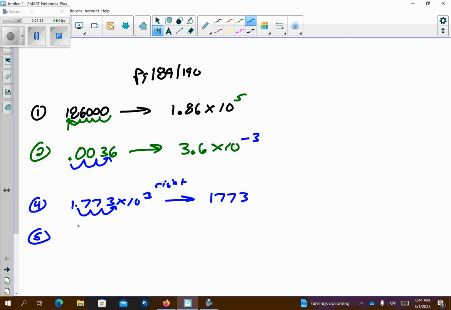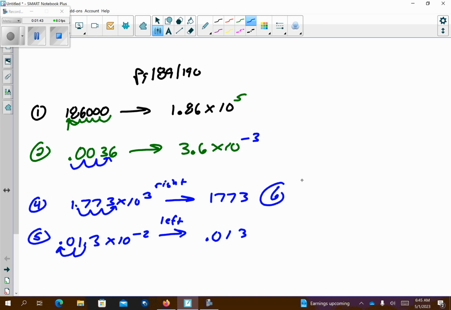Number 5, we wanted to convert 1.3 times 10 to the -2. So this means I'm going to move the decimal left. I have to add a couple of zeros. So I have 0, 1, 3. So basically I've moved 1, moved a second time to put the decimal here. So there had to be a 0 out front.